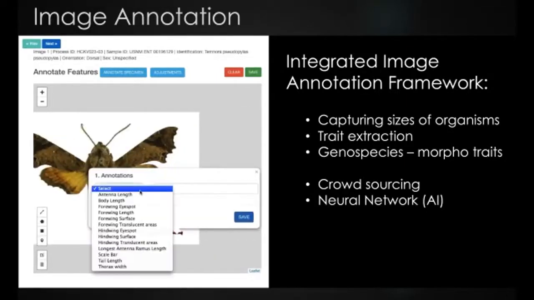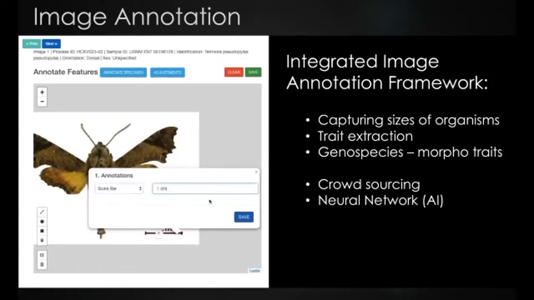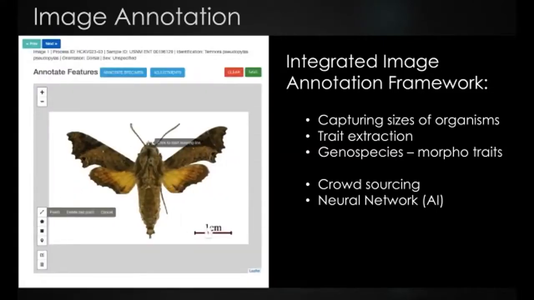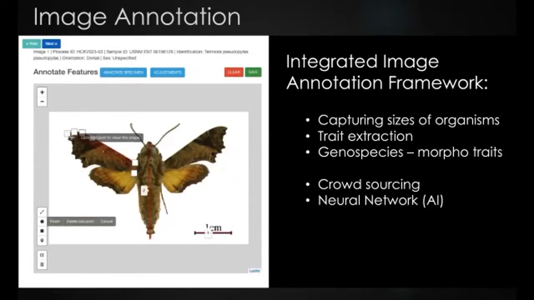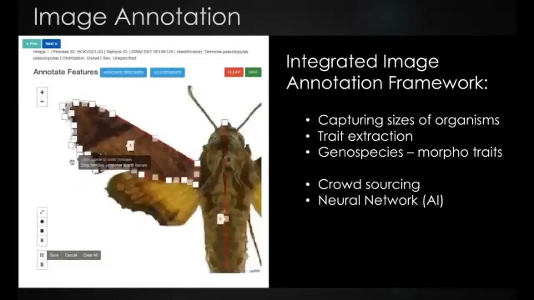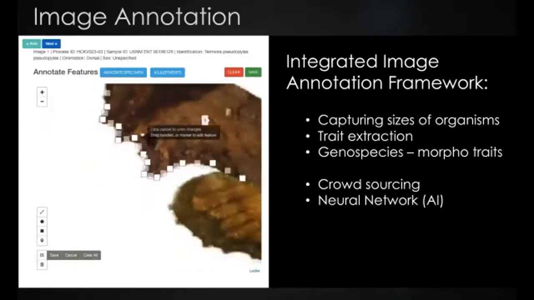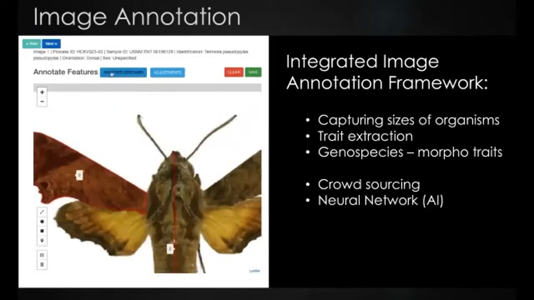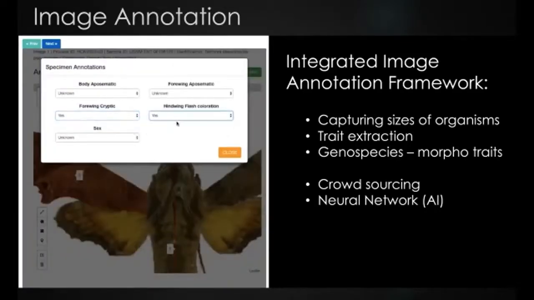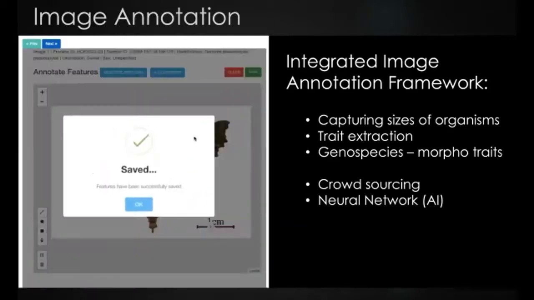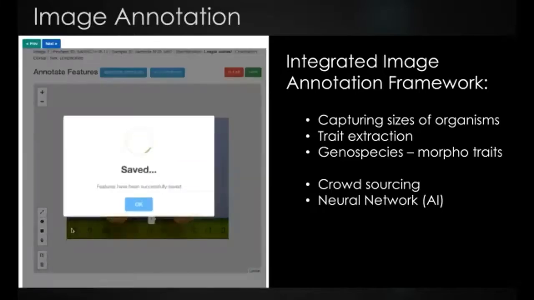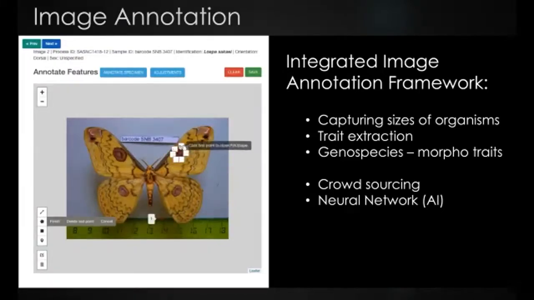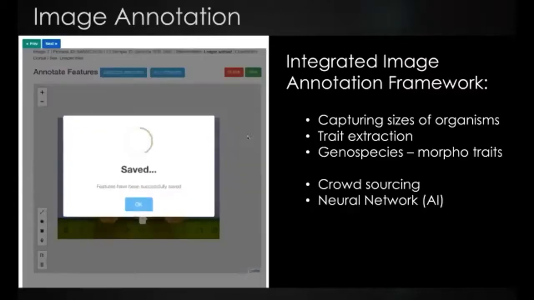Now, talking about the second aspect of this, the annotations, is where we're extending the data through human action. BOLD has one of the richest collections of diverse organism images in any single source. And so a tool like this, which is integrated into BOLD, allows for the extraction of morphometrics from these images, either through crowdsourcing or researchers working with their students to go through and annotate this information. It essentially quantifies the data that's in the images for use in analysis in BOLD.